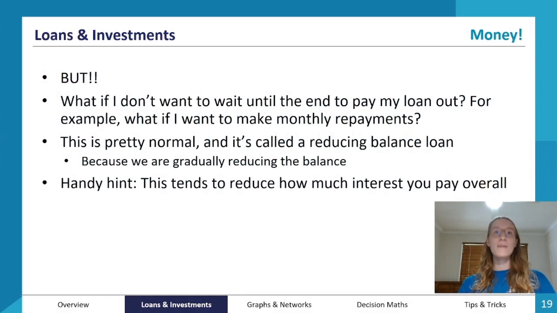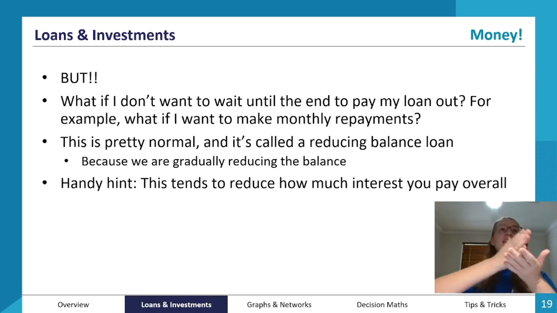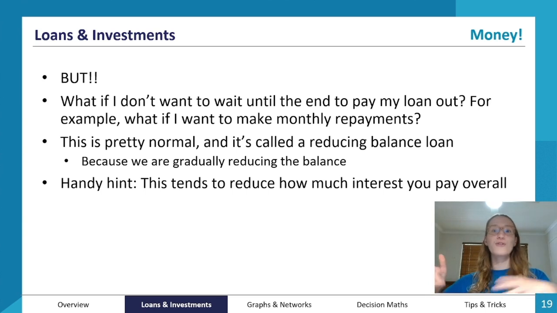So we've been talking about compound interest, but what if we don't want to wait until the end to pay my loan out? We've been talking about scenarios where we have a loan and the interest accrues over 2 years, for example, and then we've got this lump sum and then you pay it out. But what if, for example, we wanted to make monthly repayments instead, which is actually quite normal for loans in real life. People often make weekly or monthly or fortnightly repayments on a car loan or a house loan.